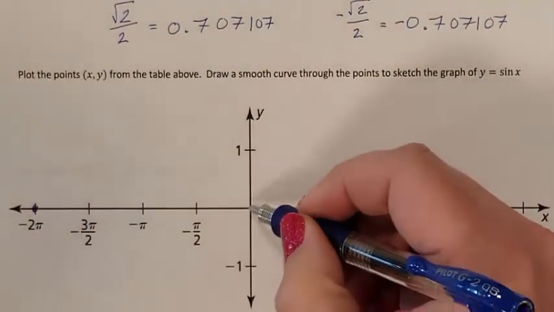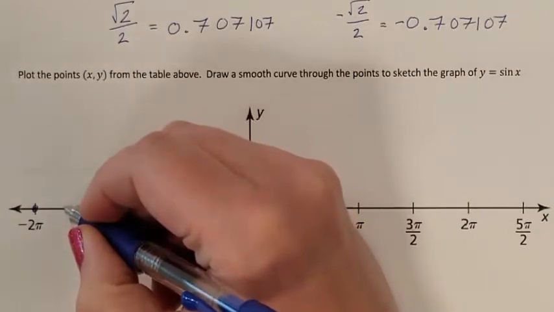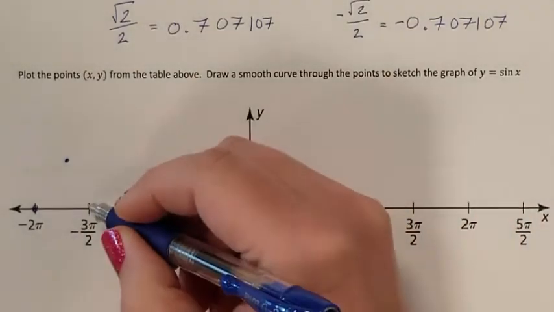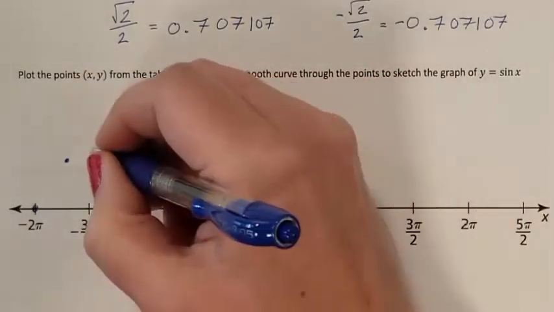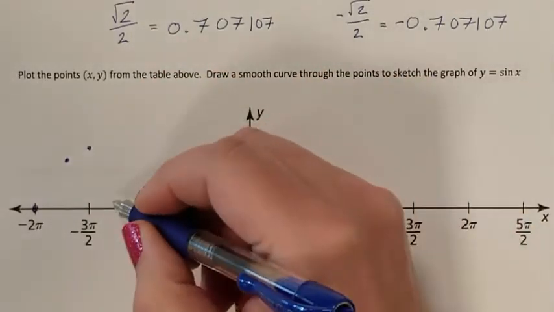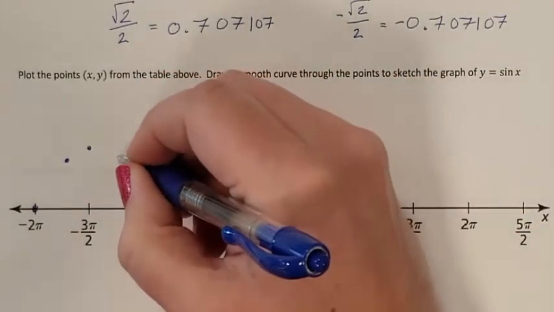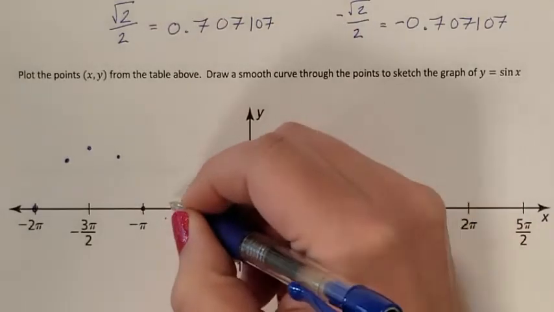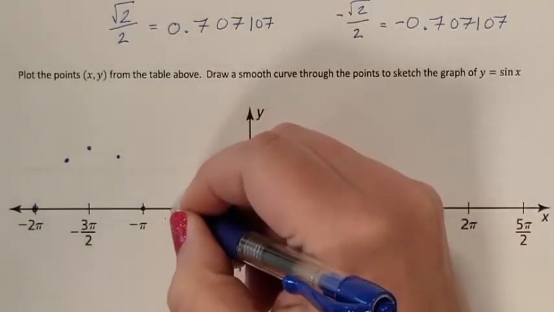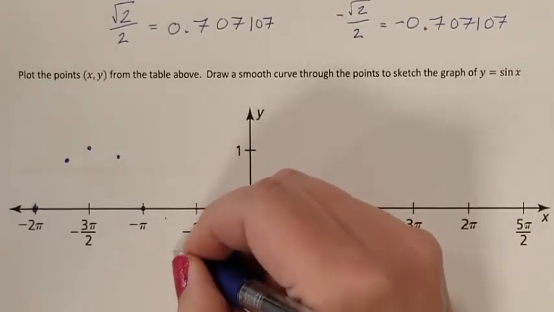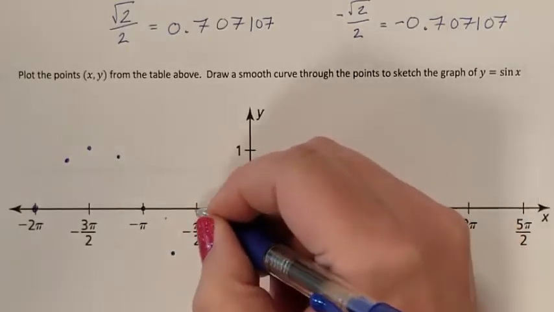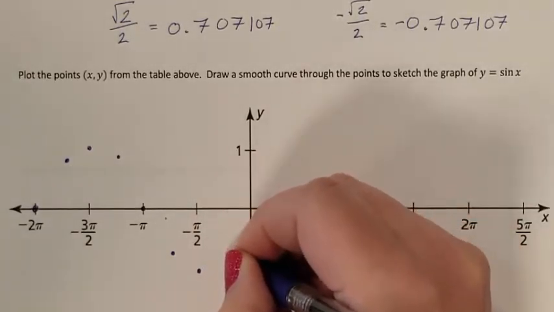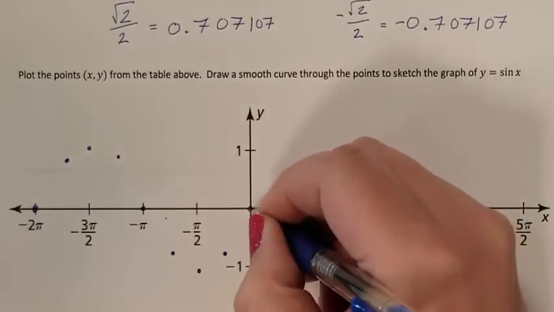So we were looking at negative 7 pi over 4, and we needed to go up about 0.7. So here's me going up about 0.7. The next point was negative 3 pi over 2, and that had us go up a value of 1. Next was negative 5 pi over 4, and we had to go up root 2 over 2. Negative pi gave us a 0. Negative 3 pi fourths had us go down root 2 over 2. So we're going down root 2 over 2. It's about right here. Negative pi halves had us go down 1. Negative pi fourths has us go down root 2 over 2. 0 is at 0.